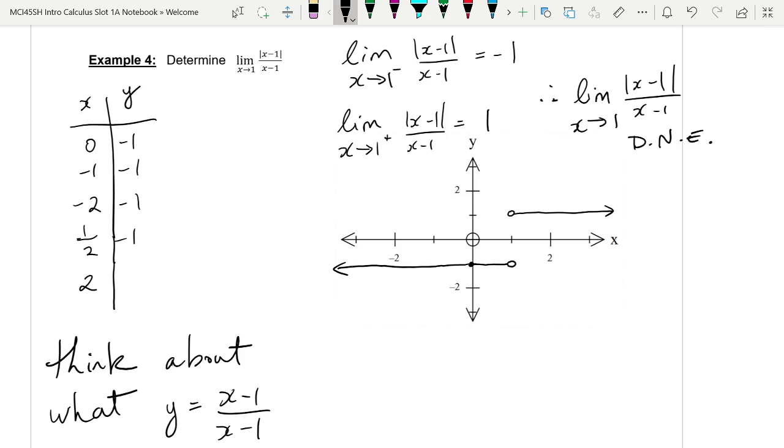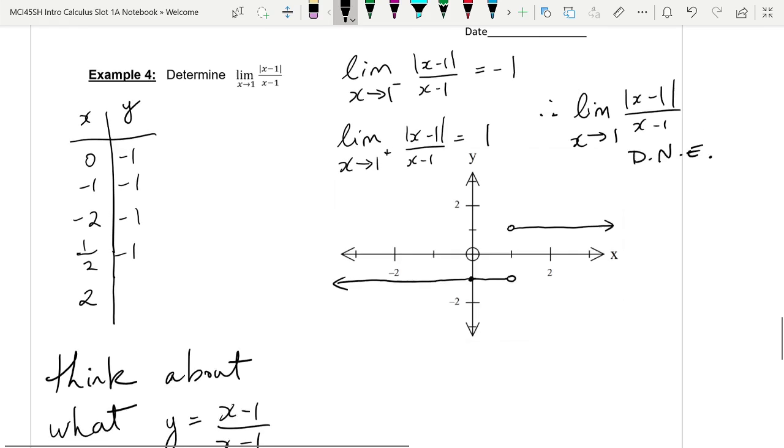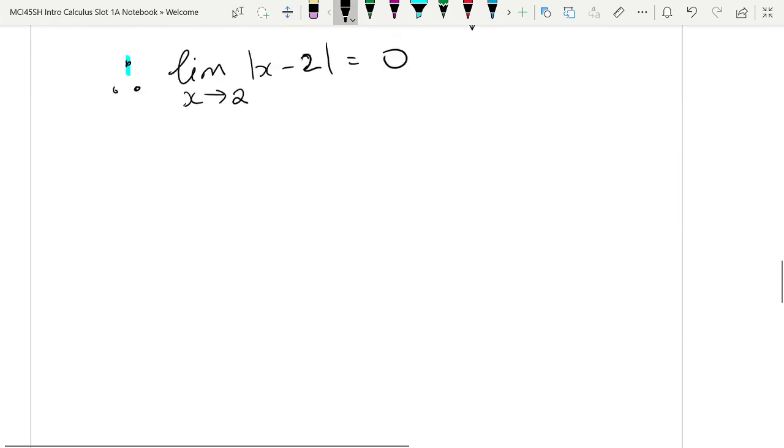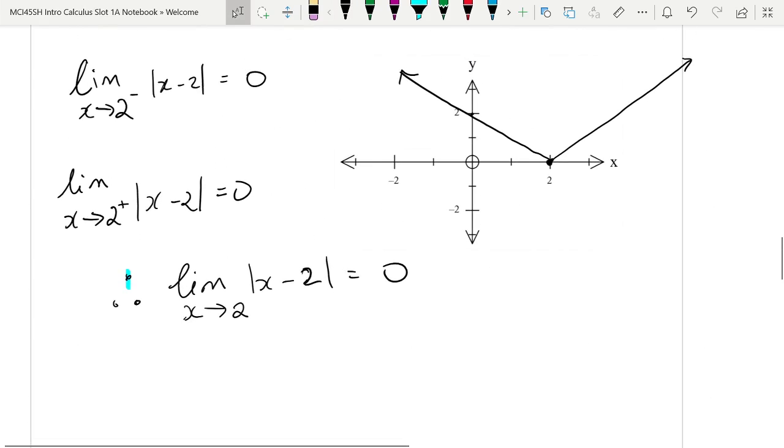Okay, we're going to just jump back to example 3. Actually, I forgot there is one more thing we want to do with example 3. That's why we have so much room. And we'll do it with example 4 too, but let's do example 3 first. You did this in grade 11. Can you express this function in piecewise notation?